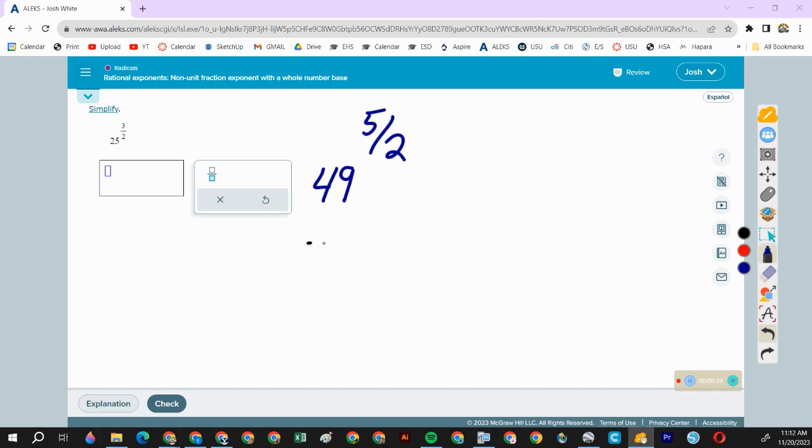So it's 7 times 7, that's 49. And I need 5 in my answer, so whatever that really big number is. Okay, does everybody understand that?